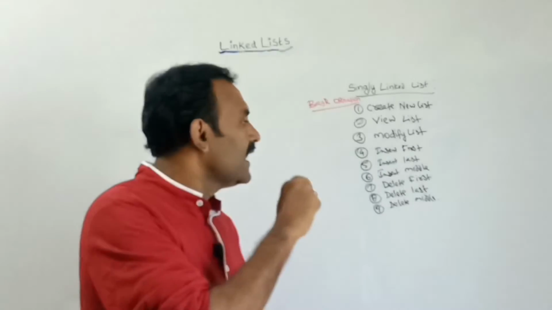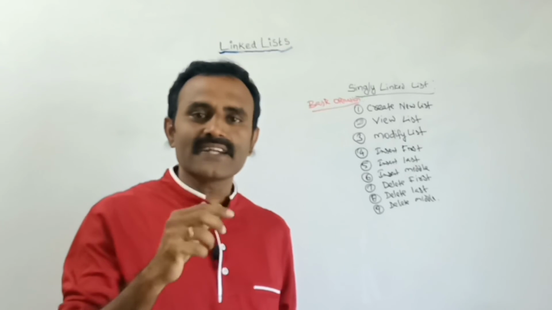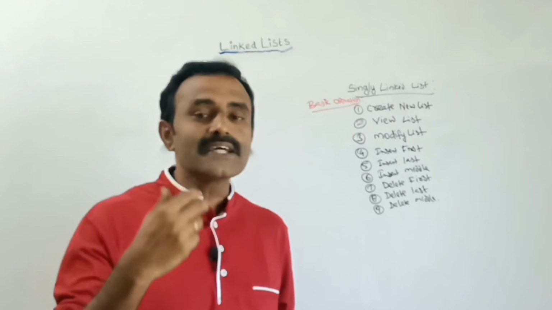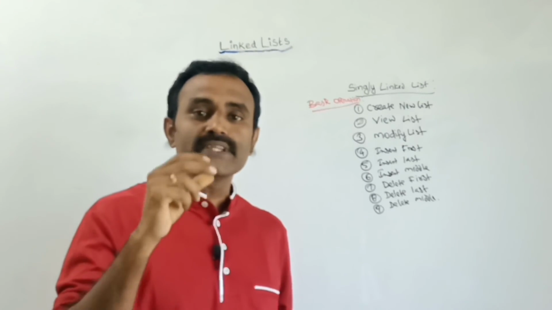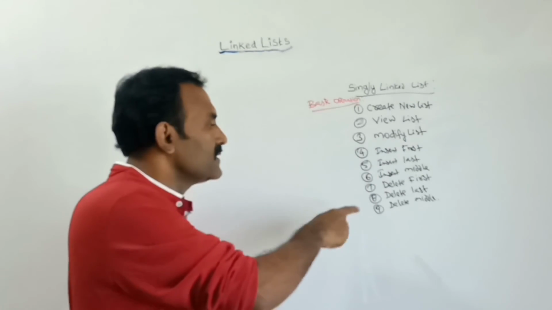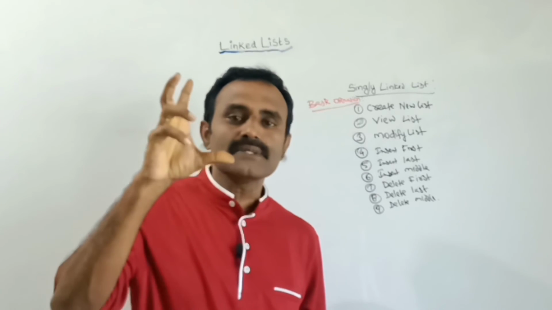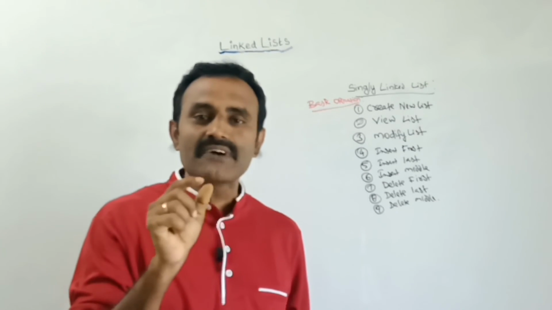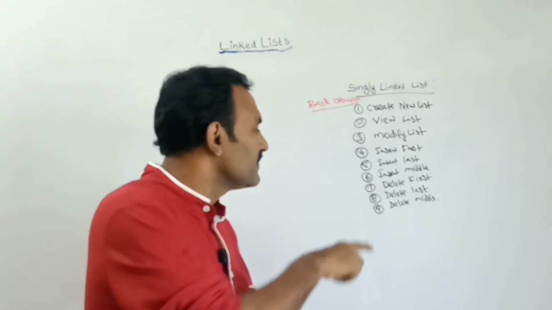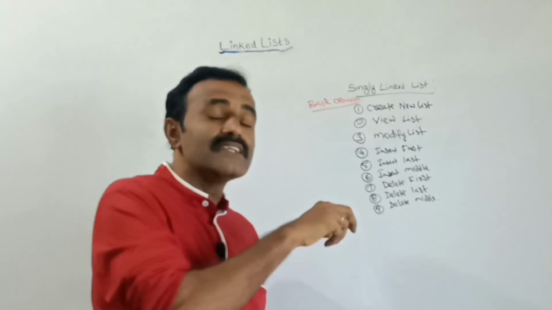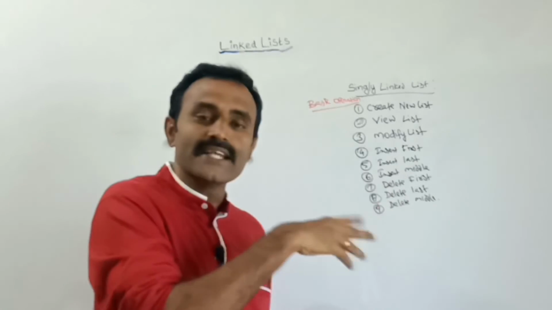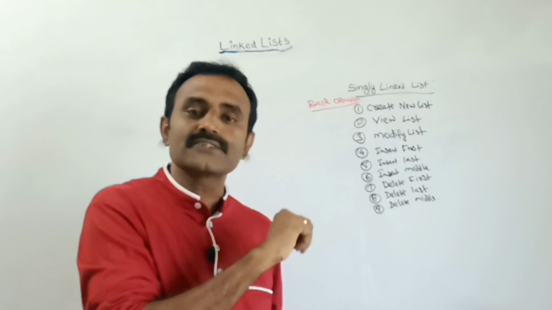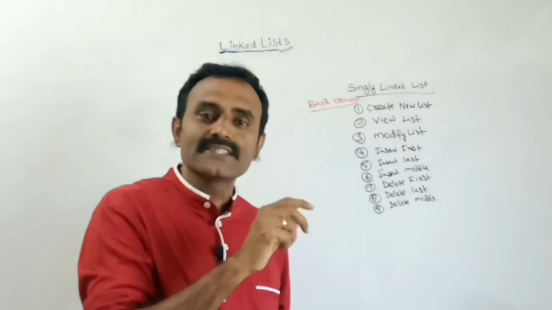In a similar way, adding last. The data we are given can be inserted at the last also. So this is one kind of operation. Next, inserting middle. Suppose we have 10 nodes, 10 elements, and in between, in the middle, we want to insert some data, then we can insert the data in the middle. In the same way, delete first, we can delete the very first node, delete last, we can delete the last node, and we can delete some node in between, in the middle.